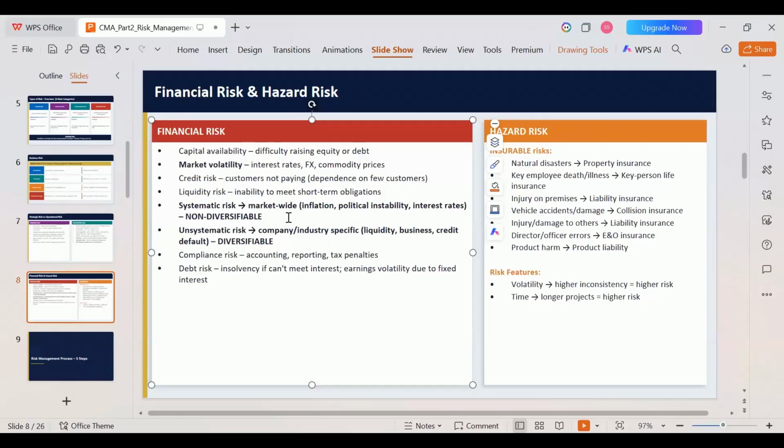So such type of risk, which is common for everyone, that is systematic risk. Then comes unsystematic risk. So this is industry specific. As it is unsystematic risk, it will be specific for industries. If one industry is facing this risk, the other might not. Now, diversification is possible.